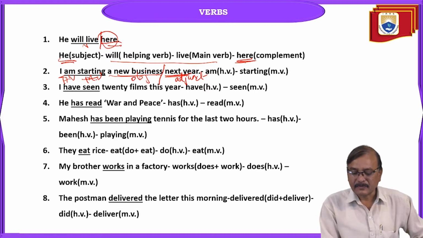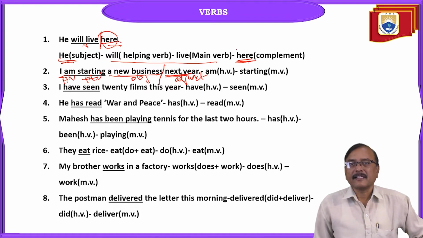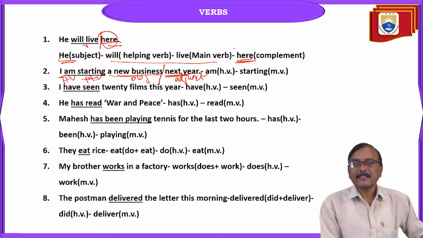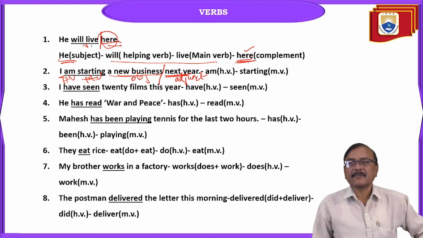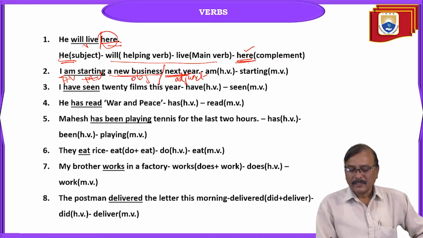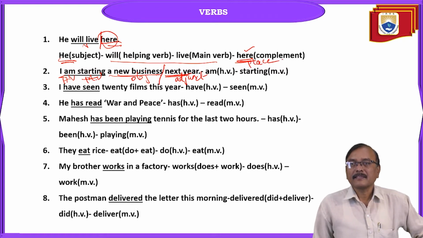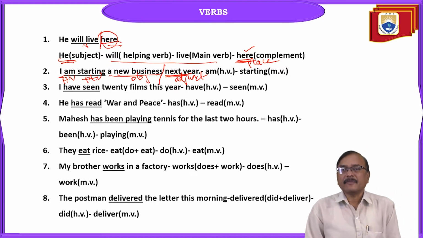Why? Because it is a must to complete the meaning of the sentence. Right? He will leave. The sentence is incomplete. He will leave where? So, to give the answer for where, we are using this here. This is a must to complete the meaning of the sentence. That's why it is called a complement. So, this also indicates place, but it is a must to complete the meaning of the sentence. That's why it is called a complement.